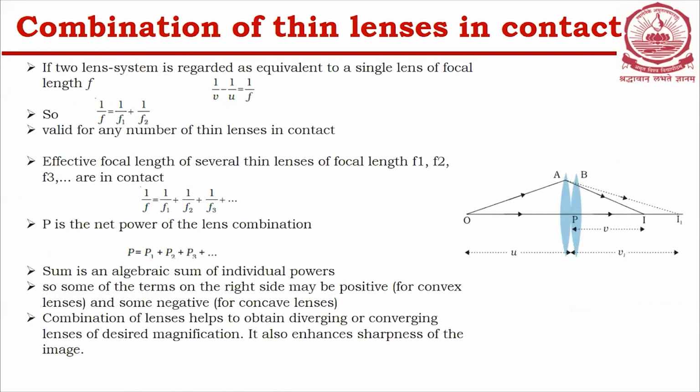It is just an algebraic sum of the individual terms. Even if you consider power for multiple lenses, it is just the algebraic sum of the individual powers. This is applicable for concave lenses as well as convex lenses. So this is regarding the combination of thin lenses in contact.